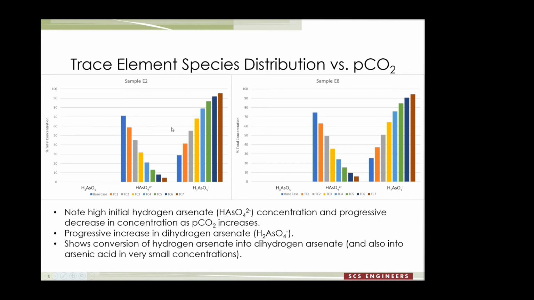So again, graphically, this is showing the conversion of hydrogen arsenate into dihydrogen arsenate and also into arsenic acid in very small concentrations. I do want to note that no other trace elements appeared to be notably affected by the increases in PCO2. However, our data source did only analyze a small selection of trace elements. We would expect other strongly complexing anions like arsenic, such as chromium or cobalt, to behave similarly to this.